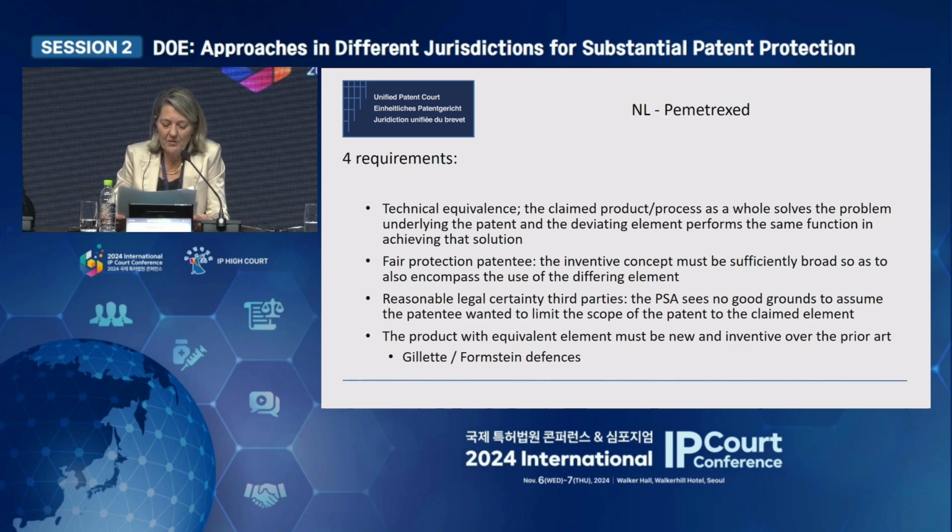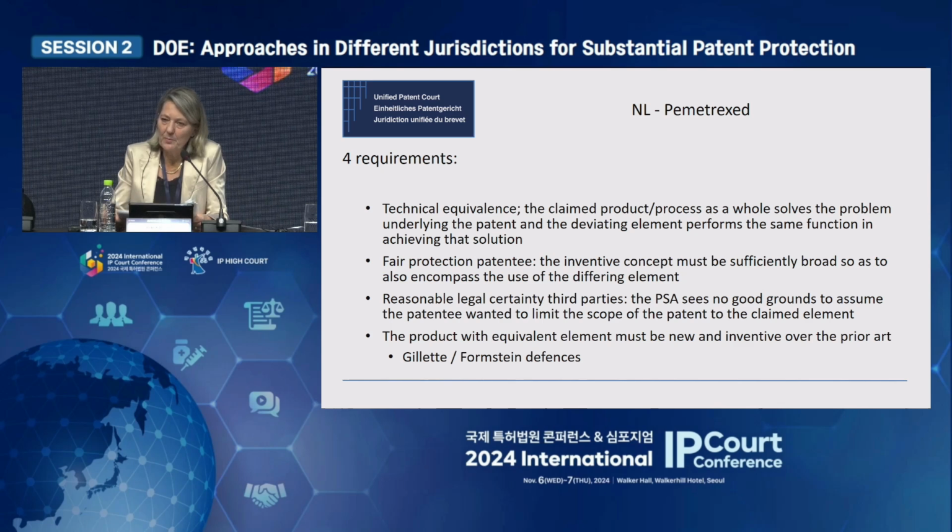So the first question is about the technical equivalence. The second looks at whether there is a fair protection for the patentee, which is the case if the inventive concept is sufficiently broad so that the alternative embodiment and the product with it still falls within that same inventive concept. But there also has to be reasonable legal certainty for third parties.